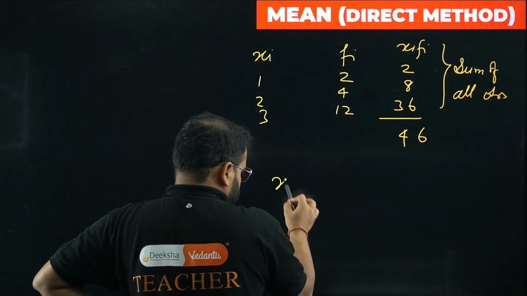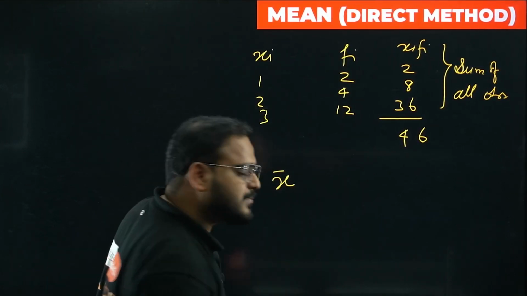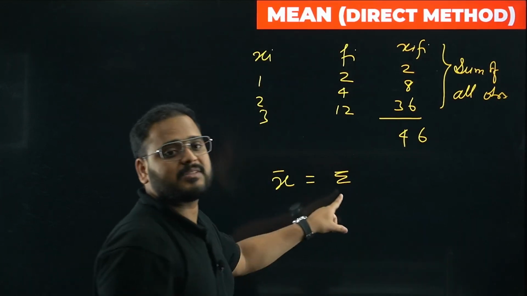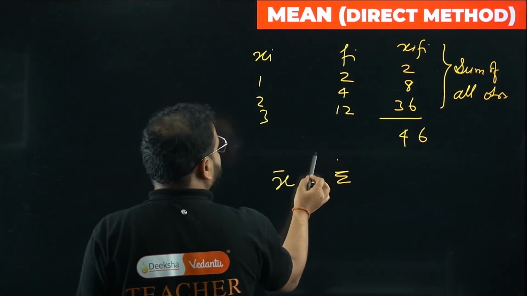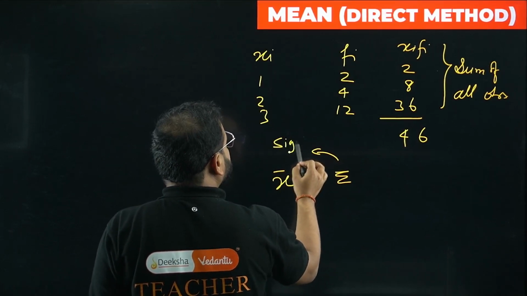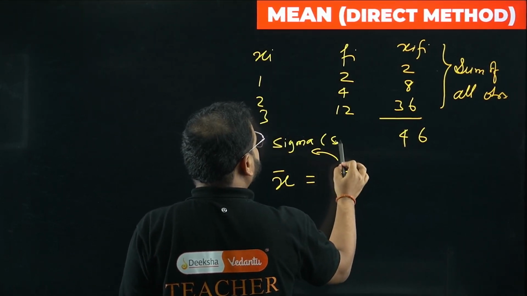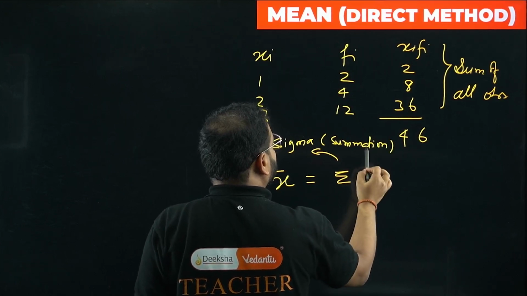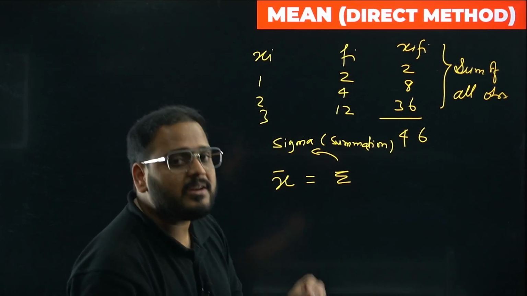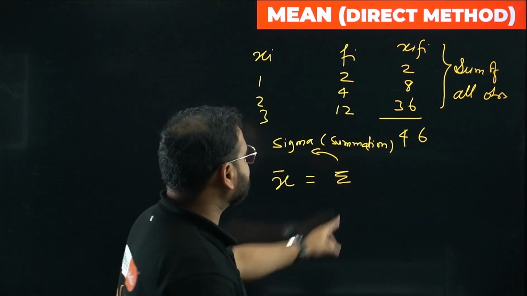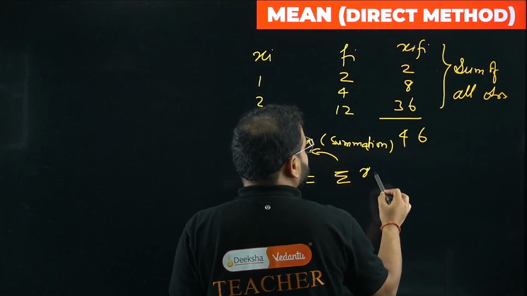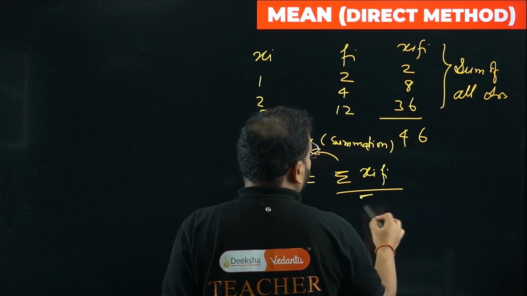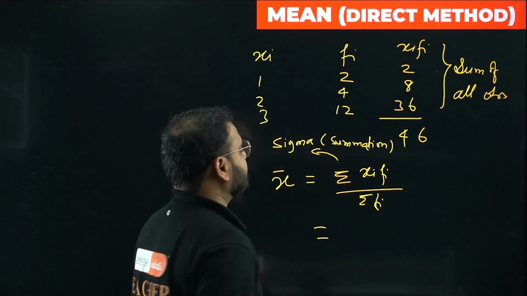The mean symbol, I told you, is given as x bar. What is the formula? Summation of, this symbol is read as sigma, but mean it as summation, meaning sum of all. So summation of all xi fi divided by summation of fi. Have a look.